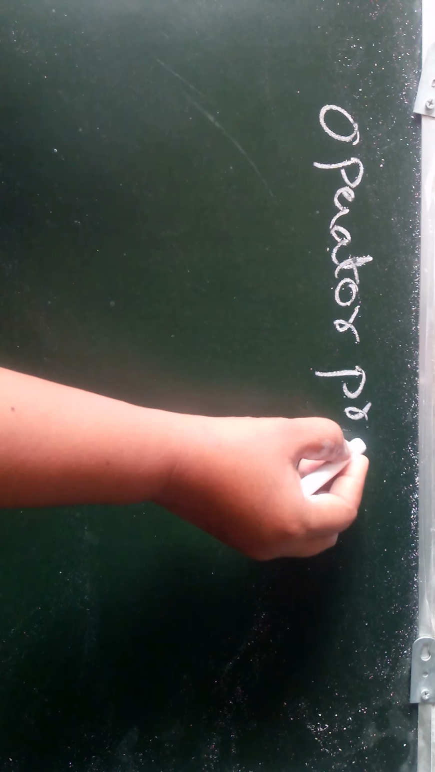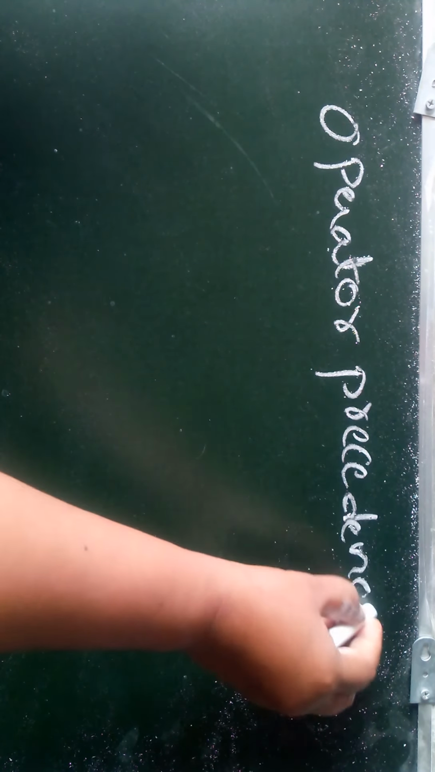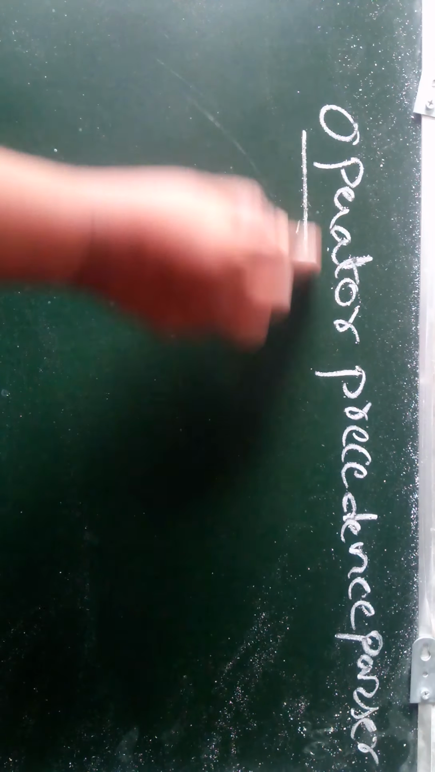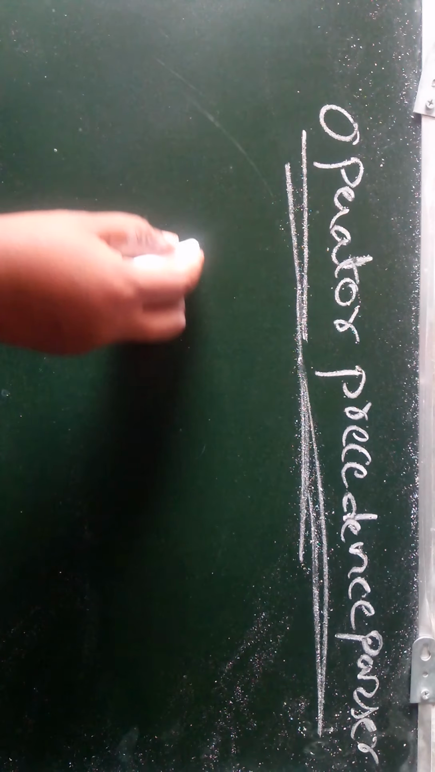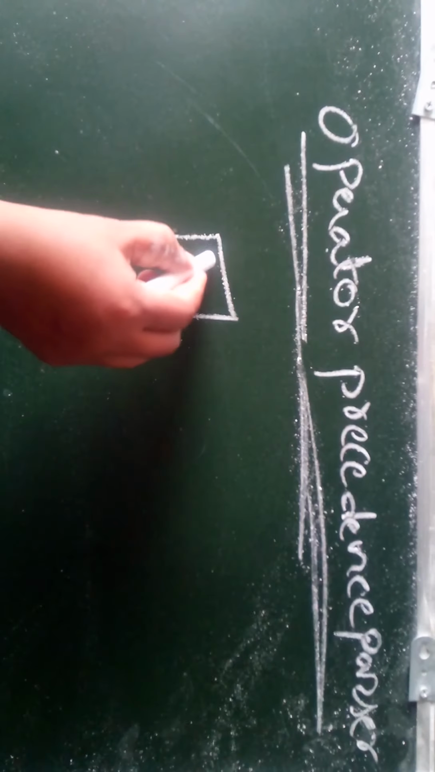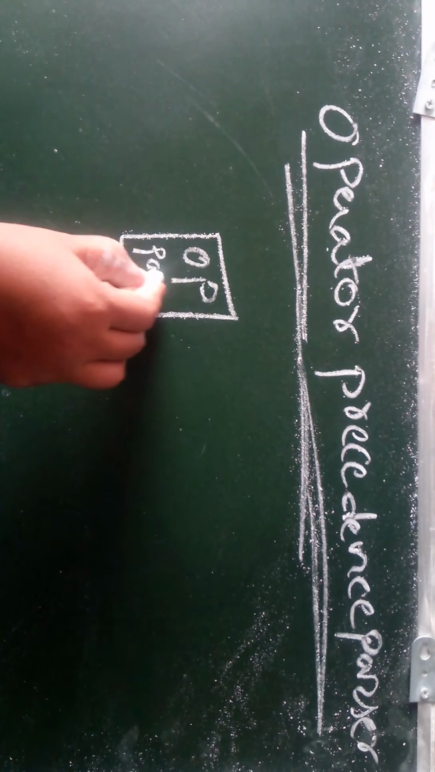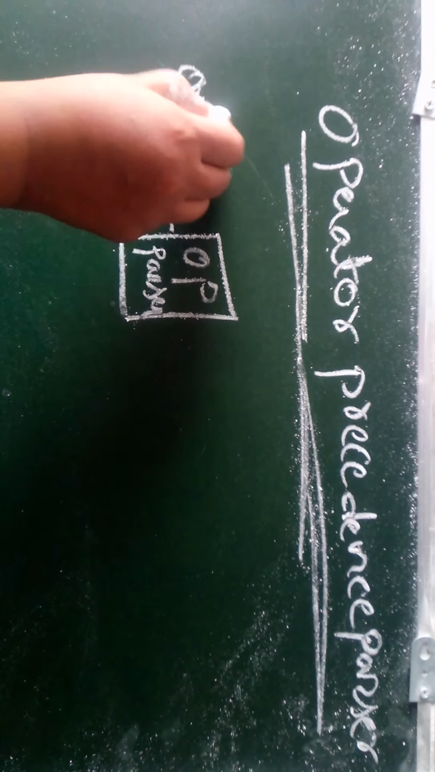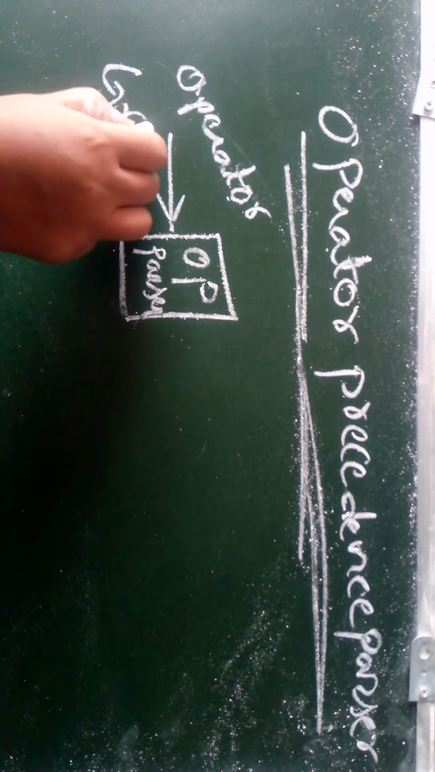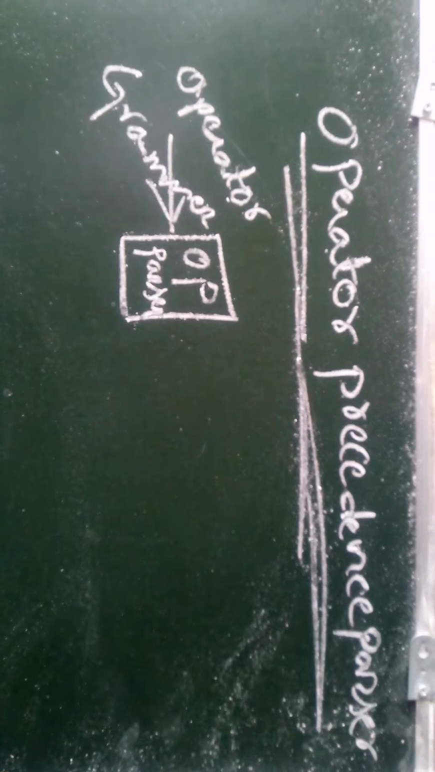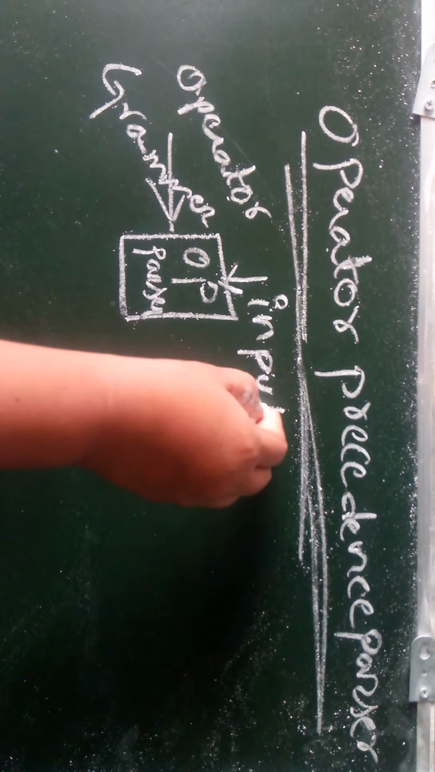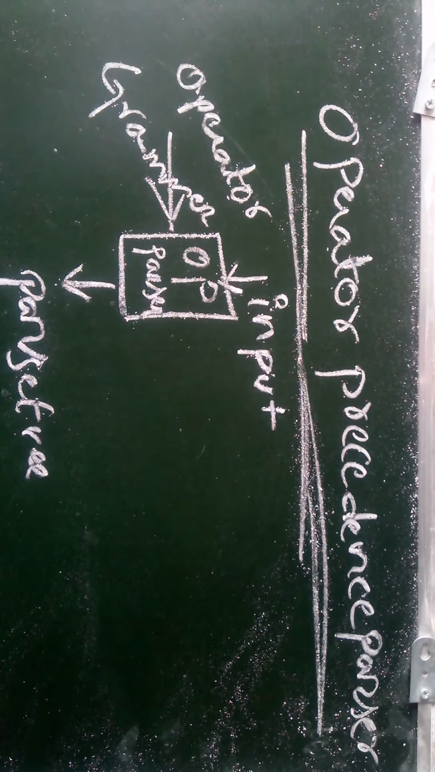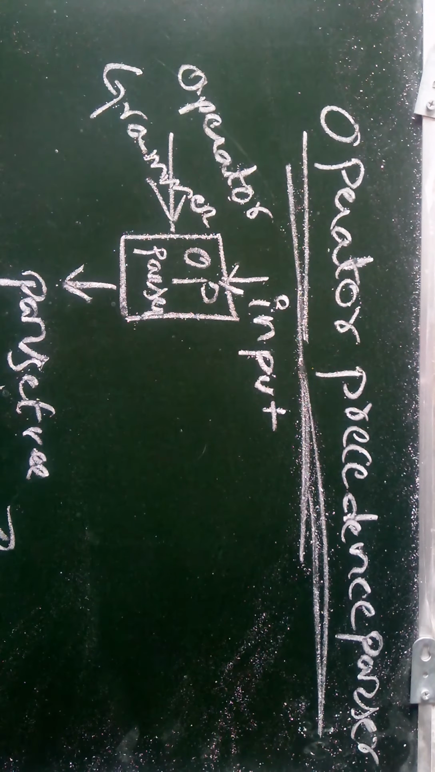Operator precedence parser. This is an operator precedence parser, taking operator grammar as input and giving a parse tree, and this parse tree is in bottom up parsing.